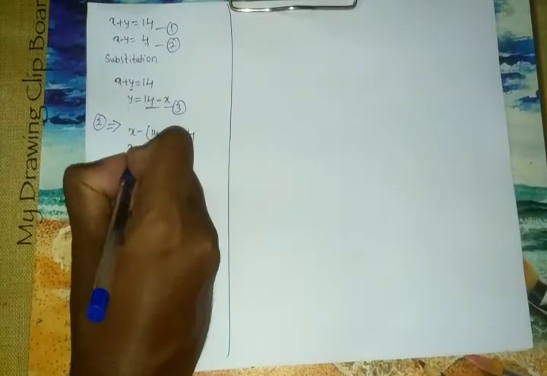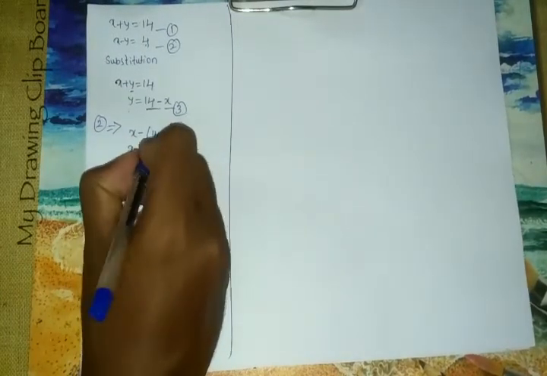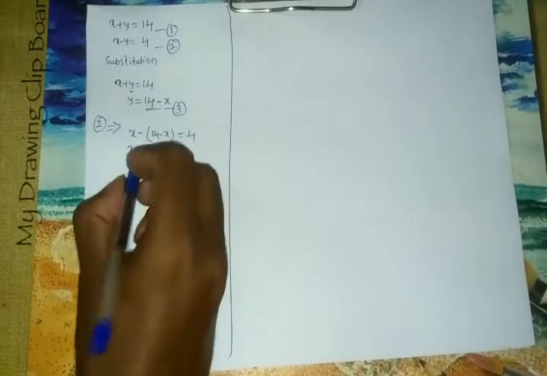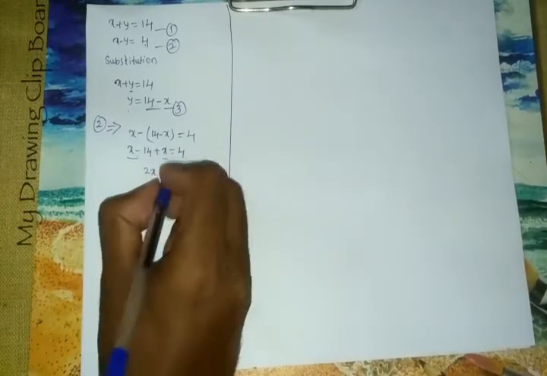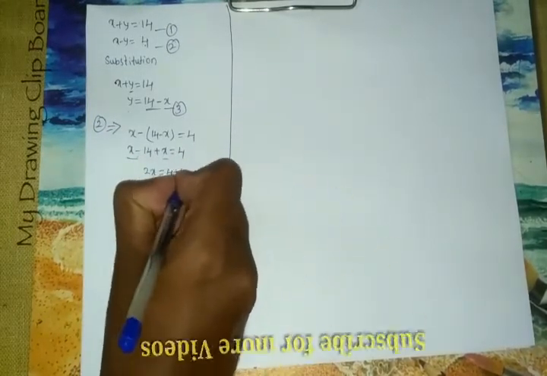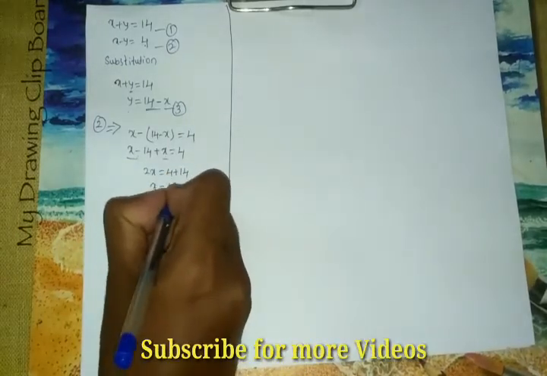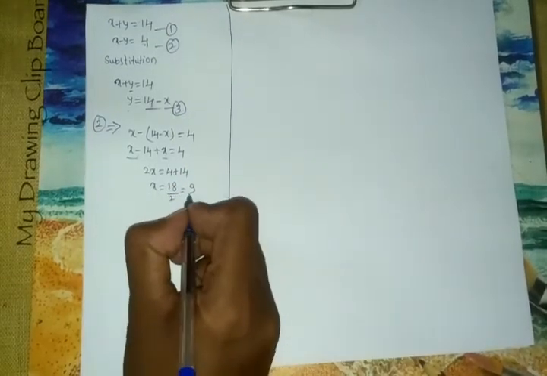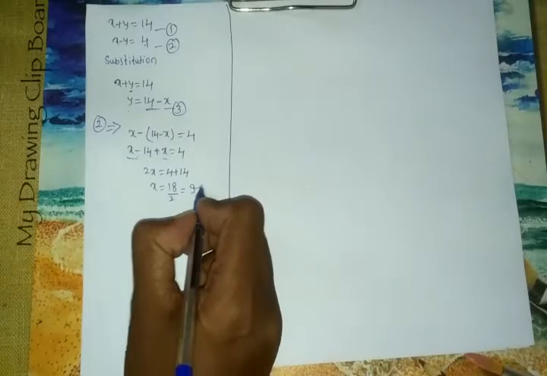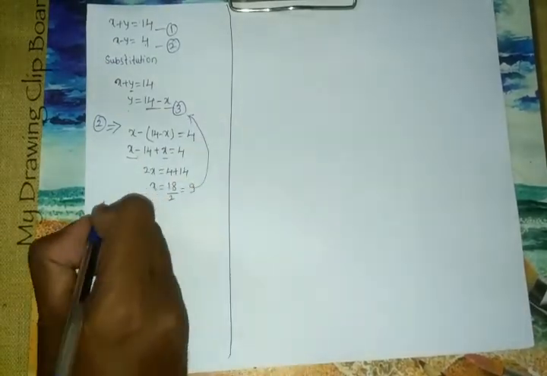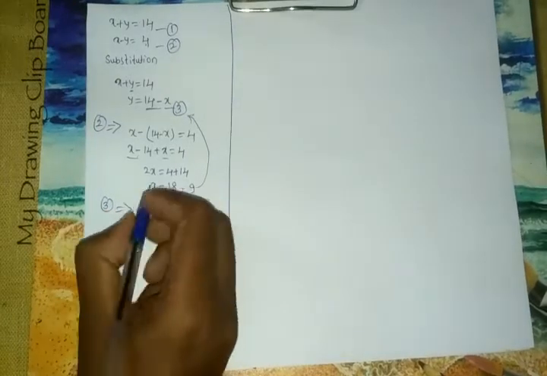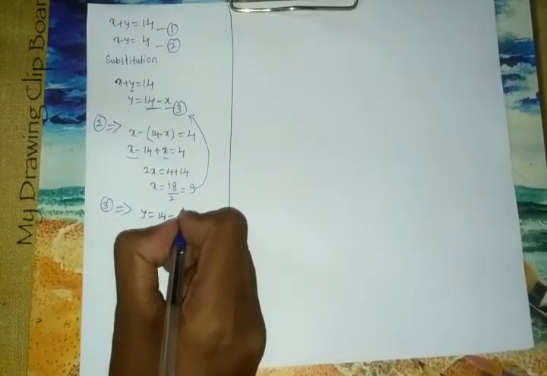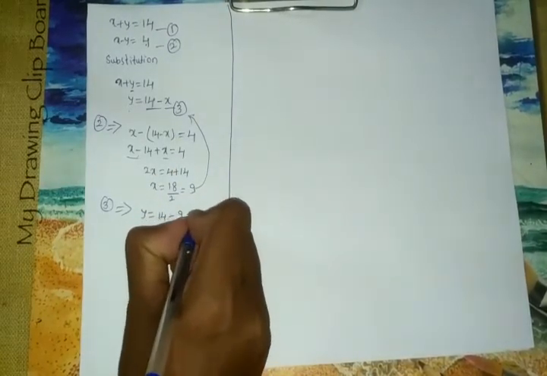Let us simplify this. x minus, open the bracket, minus 14 minus will be plus x equals 4, or this will be x plus x is 2x. 14 sent to the RHS, it will be 4 plus 14, or x equals 14 plus 4 is 18 divided by 2, which is 9. Once we get the value of x as 9, again you put it in equation number 3, which will give us the value of y. So equation 3, it will become y equals 14 minus of x is 9, so 14 minus 9, it will be 5.